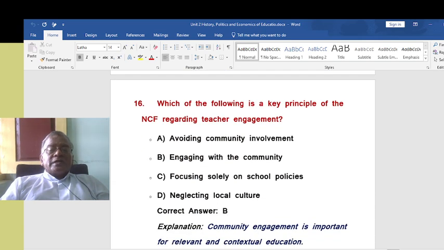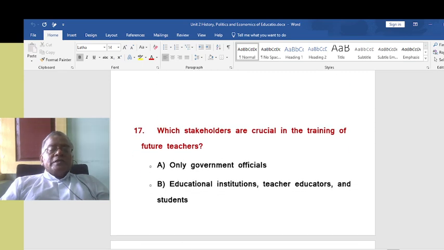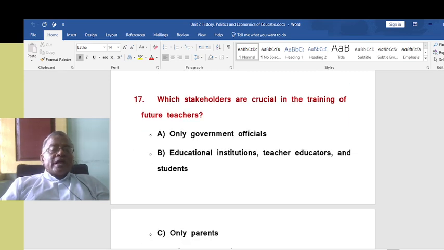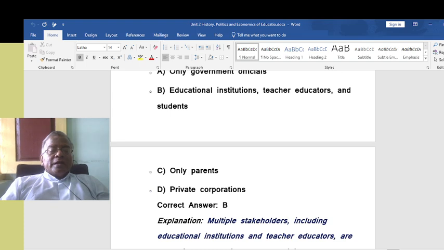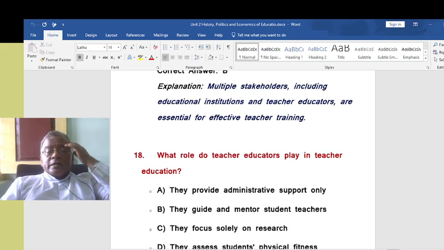Which of the following is a key principle of the NCF regarding teacher engagement? That is engaging with the community. Community engagement is important for relevant and contextual education. Which stakeholders are crucial in the training of future teachers? That is educational institutions, teacher educators and students. Multiple stakeholders including educational institutions and teacher educators are essential for effective teacher training.